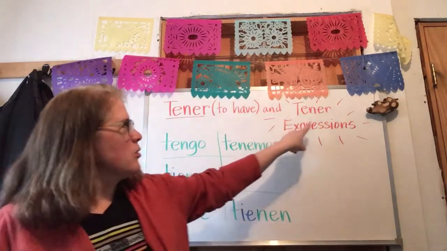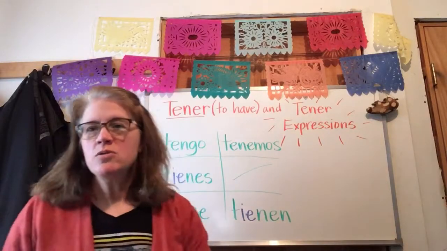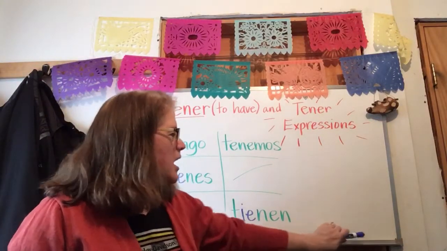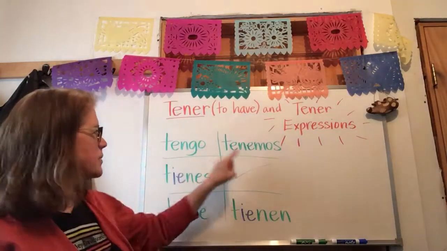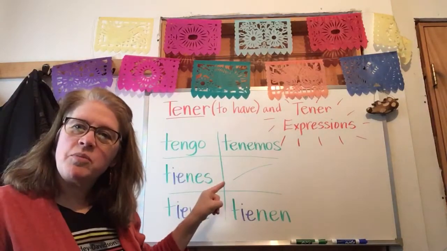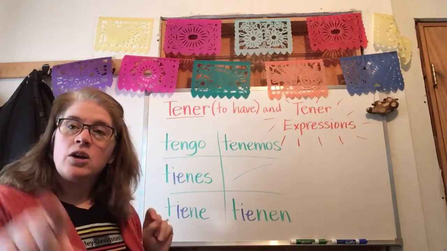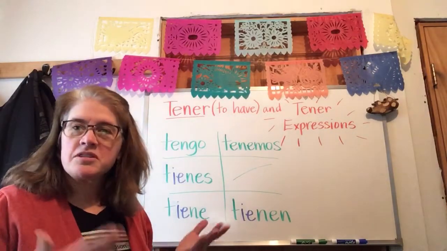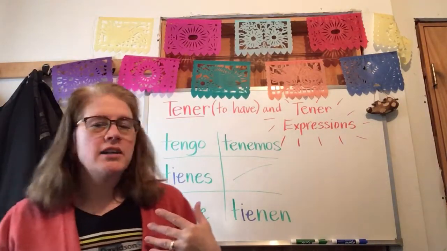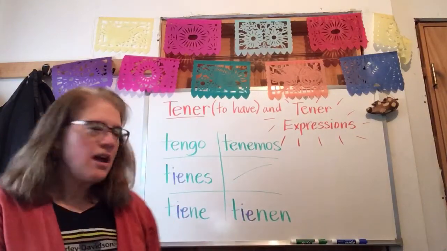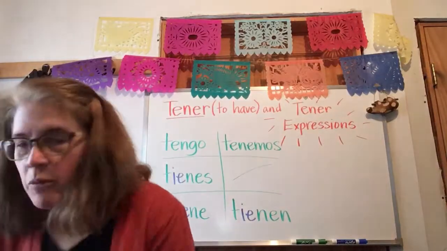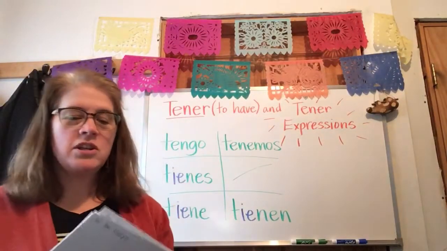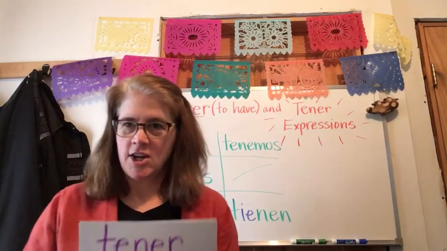However, we're going to go over some expressions now that use the verb tener, which, by the way, when we say use the verb tener, it's got to be one of these. How do we know which one to pick? Who's the subject, right? Who's the subject of the sentence? If we're talking about he or she, then we want to go to this box, right? Tiene. All right, here we go. So some of these are going to be familiar to you. I'm going to use my good little cards here.